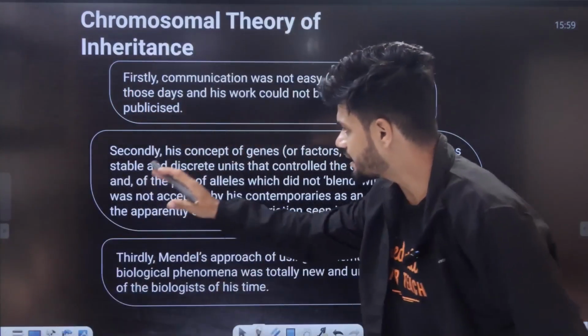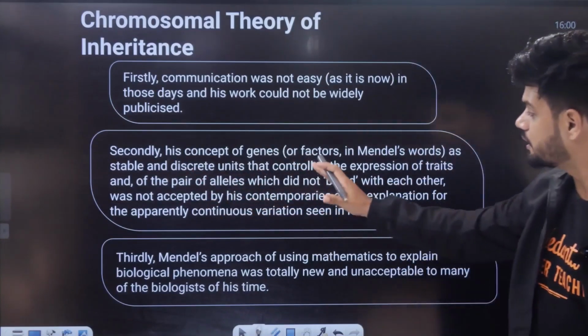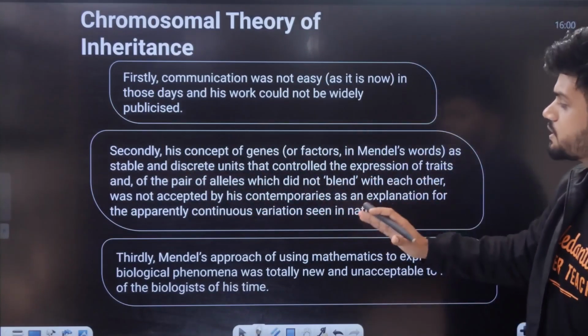Okay. Secondly is concept of genes, factors in Mendel's words, as stable discrete units that control expression of traits and pair of alleles which do not show blending.